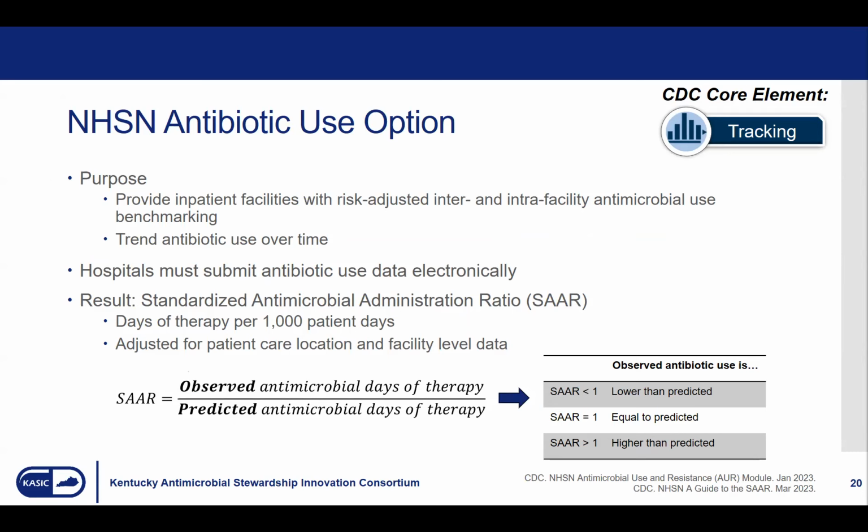Now, when hospitals submit their data electronically, what they get back from NHSN is the SAAR, which is the Standardized Antimicrobial Administration Ratio. So this ratio is essentially observed over predicted antimicrobial days of therapy that's adjusted for patient volume. It's adjusted for patient care location, as well as facility level data. And the way you interpret a SAAR value is in that table on the right. So a value of less than 1 means your facility has less than predicted use, and greater than 1 is higher than predicted use.